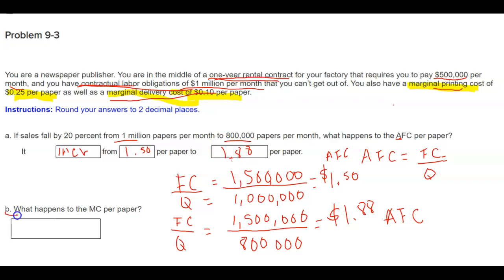And then it says, what happens to the marginal cost per paper? Well, nothing happened to it. Okay, because why? Marginal cost in this case is per unit, and it is also equal to our variable cost in this case. So what happens to our marginal cost? Nothing. Okay, it stays at 35 cents per paper.